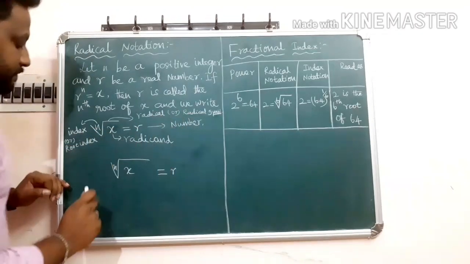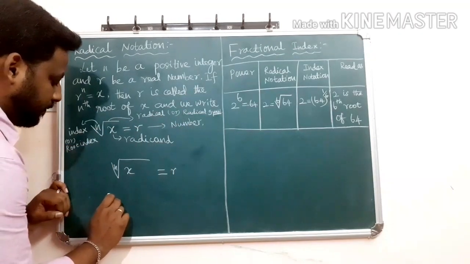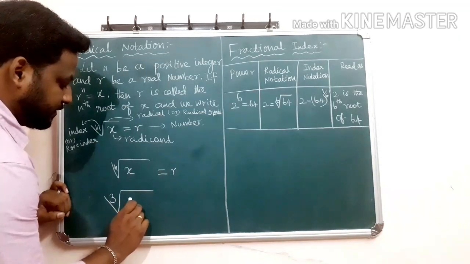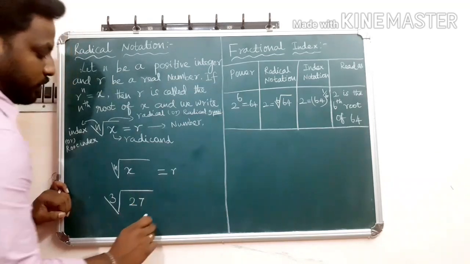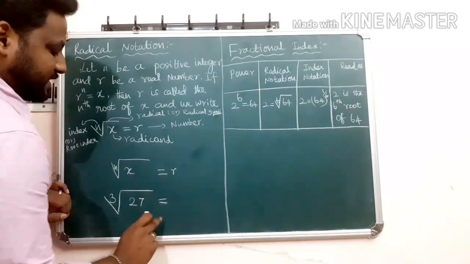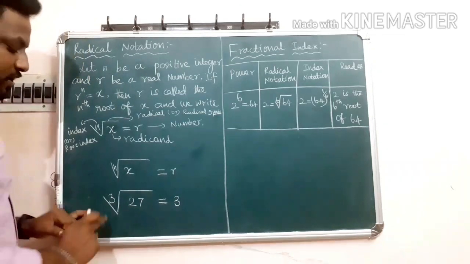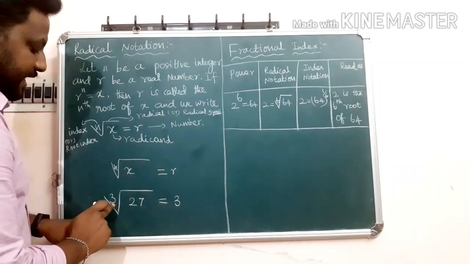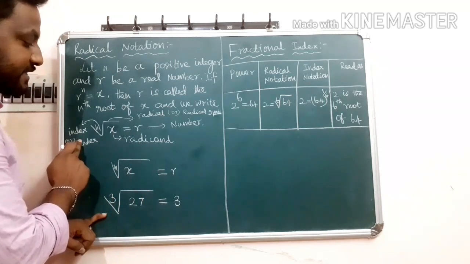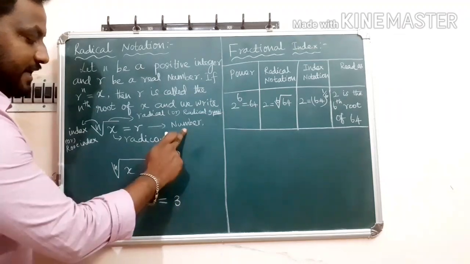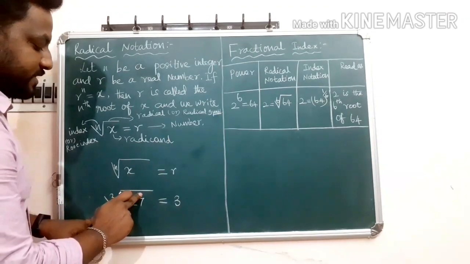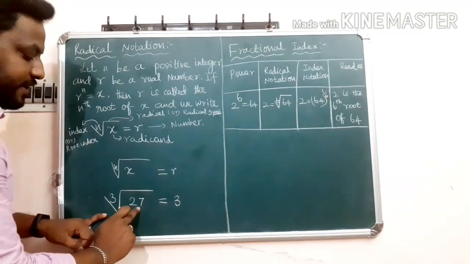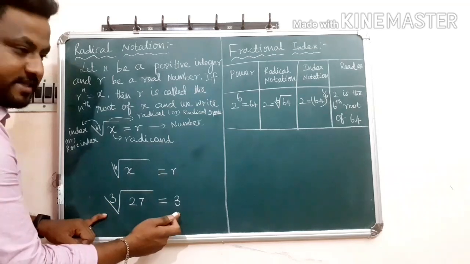For example, the cube root of 27, which is equal to r, the number, that is 3. Here 27 is the radicand, 3 is the root index, and the root symbol is called the radical symbol. So the cube root of 27 is equal to 3.